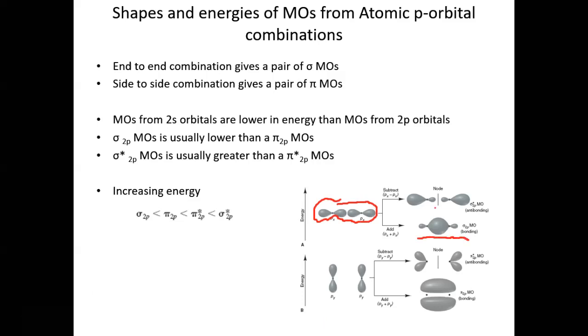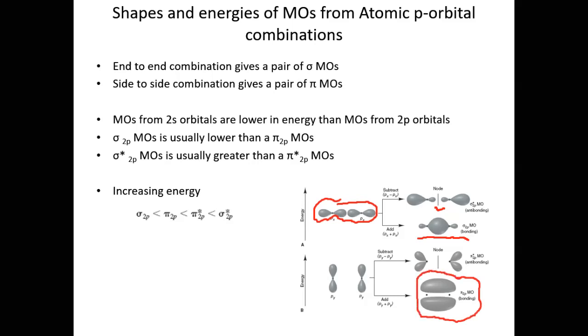And of course, its corresponding antibonding orbital. Now, when you do side-to-side addition, you get what's called pi 2p bonding molecular orbitals. So they contain 4 electrons. And then you get the corresponding antibonding pi molecular orbitals. So typically, the sigma 2p molecular orbitals are lower than the pi 2p, and the sigma star 2p molecular orbitals are greater than the pi 2p. So this is the order of increasing energy. As you see on the next slide, if you were to rank them, that's how they would look.